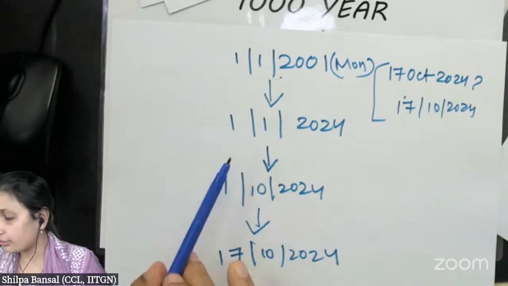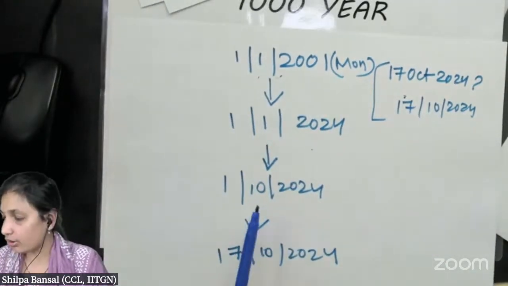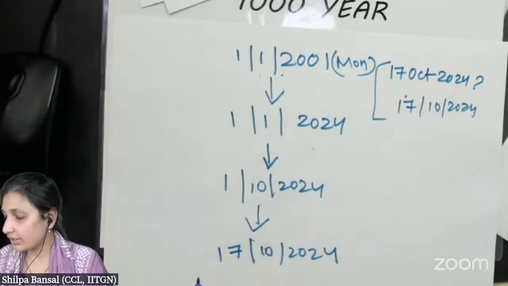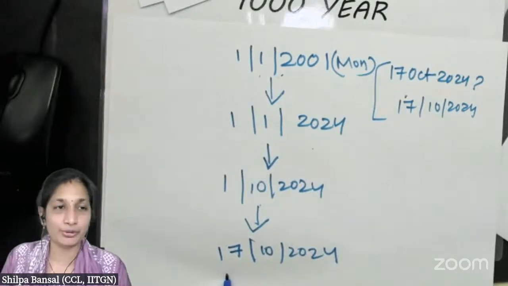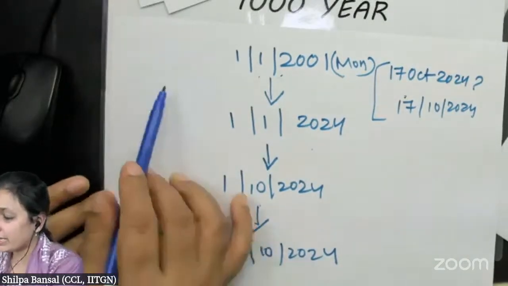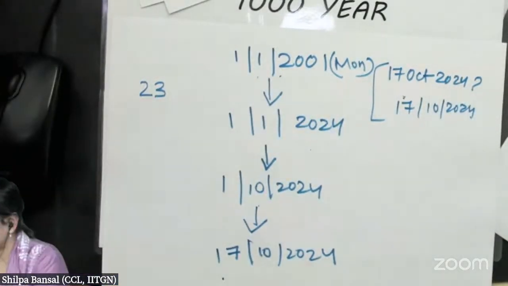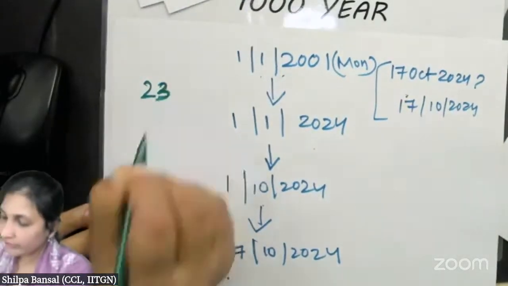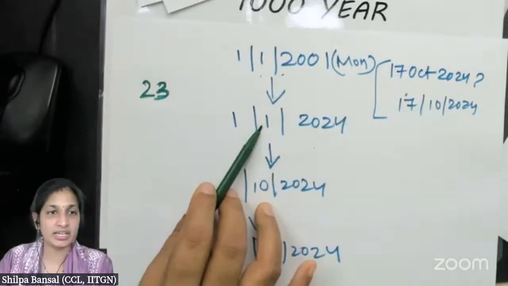Okay. So from there, I am going to 2024. Then that month, October, so first October 2024. And then 17 October 2024. It is easy. So here I know I am moving 23 days ahead. I will write with another color. I am moving 23 days ahead because every year I am moving 23 days ahead.